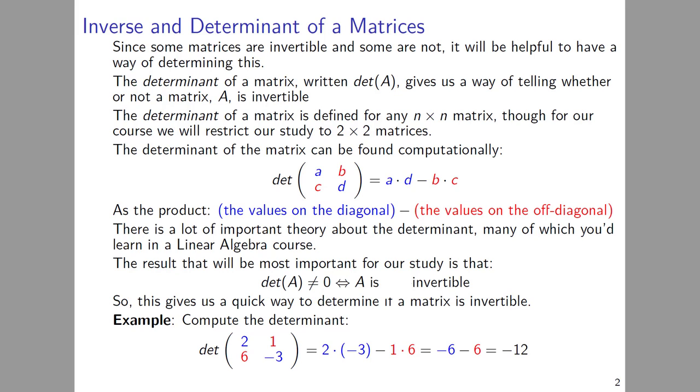So we've found that the determinant of 2, 1, 6, negative 3 is equal to negative 12. Therefore, we could conclude that this matrix is invertible, since the determinant is not equal to 0.